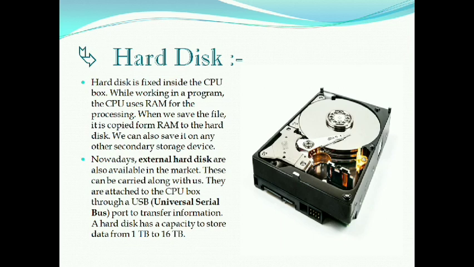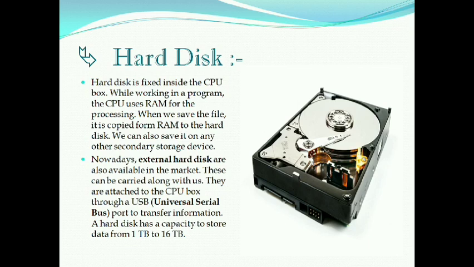Nowadays, external hard disks are also available in the market. These can be carried all along with us. They are attached to the CPU box through the USB, Universal Serial Bus, port to transfer information. A hard disk has the capacity to store data from 1 TB to 16 TB. So in this picture we see this hard disk which is fixed in the CPU, and in the market an external hard disk is also available, and we can carry it with us and connect it with the computer with USB.